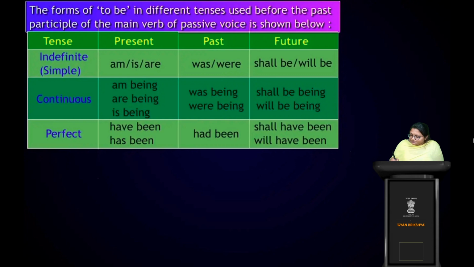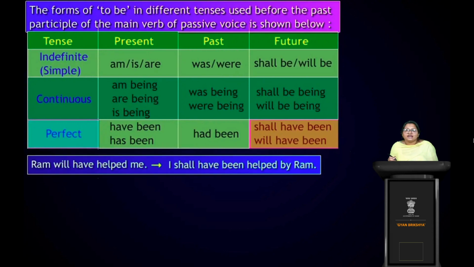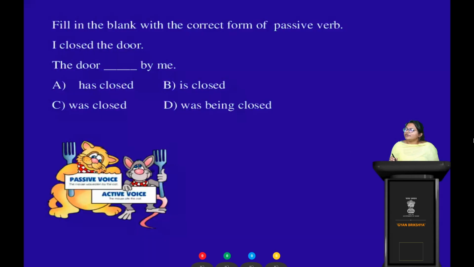Now let's see. Ram will have helped me. So I shall have been helped by Ram. So this is how this functions, right? Now let's see what we have.